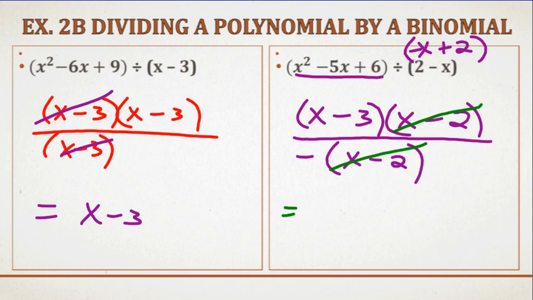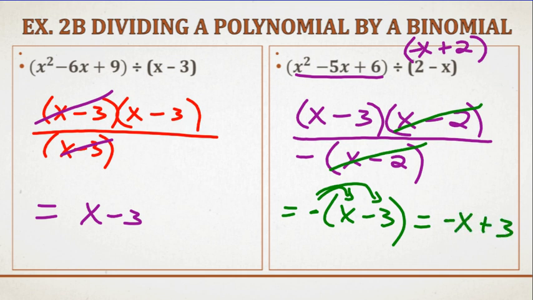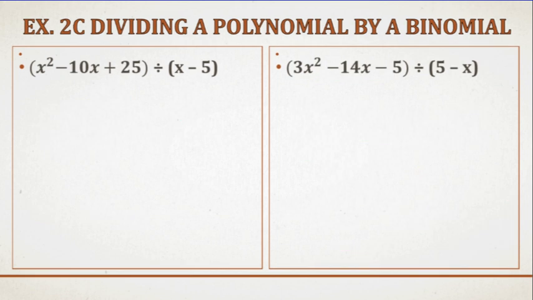which really means I have a negative on the outside. And if I distribute the negative 1 on the outside, my final answer, I can either keep it as negative times x minus 3, or I can have a negative x plus 3. Either one, you can either have this one or this as your answer. If you want to see or practice more problems, you can do these on your own.